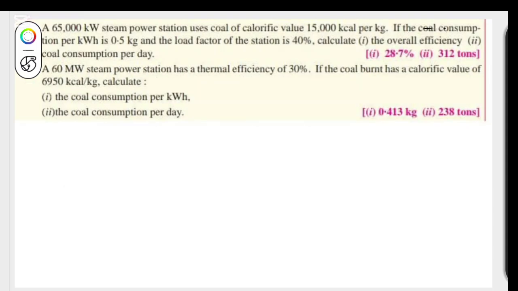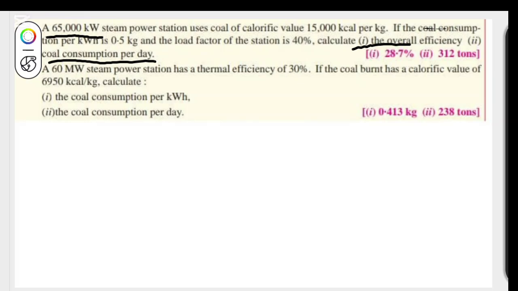So the next question says a 65,000 kilowatt steam power station uses coal of calorific value of 15,000 kilocalories per kg. It says if the coal consumption per kilowatt hour is 0.5 kg and the load factor of the station is 40%, calculate the overall efficiency. The first one, we are to calculate two things, and also we are to calculate the coal consumption per day.